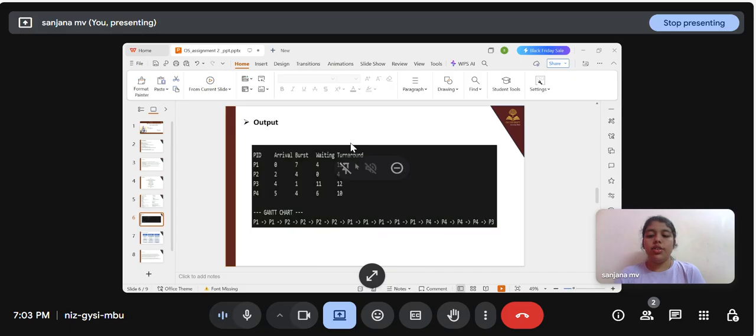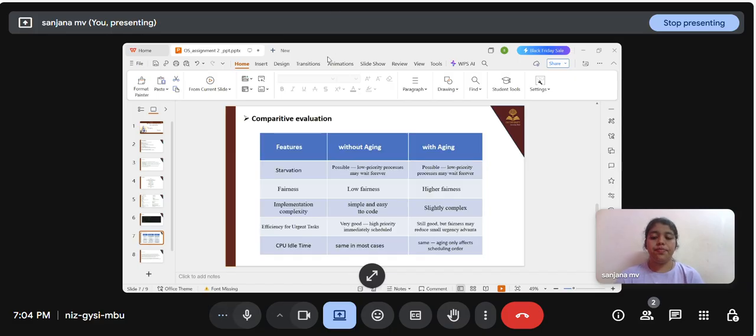This slide shows the program output. We get a table with process ID, arrival time, burst time, waiting time, and turnaround time. Below that is a Gantt chart showing the sequence in which processes were executed. This helps to visualize the CPU execution timeline and the interrupt due to preemption.